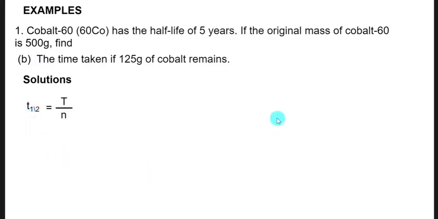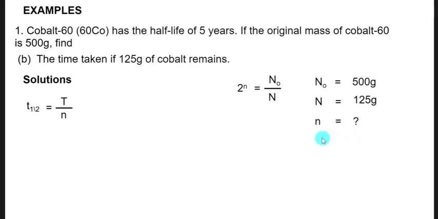So again, we'll find n using this formula, because we know that the original amount is 500 grams. Then the time taken if 125 grams of cobalt remains. So what remains is 125. Then small letter n is not known, the number of successive half-lives. So what we are going to do is say 2^n is equal to 500 divided by 125, which gives us 4.